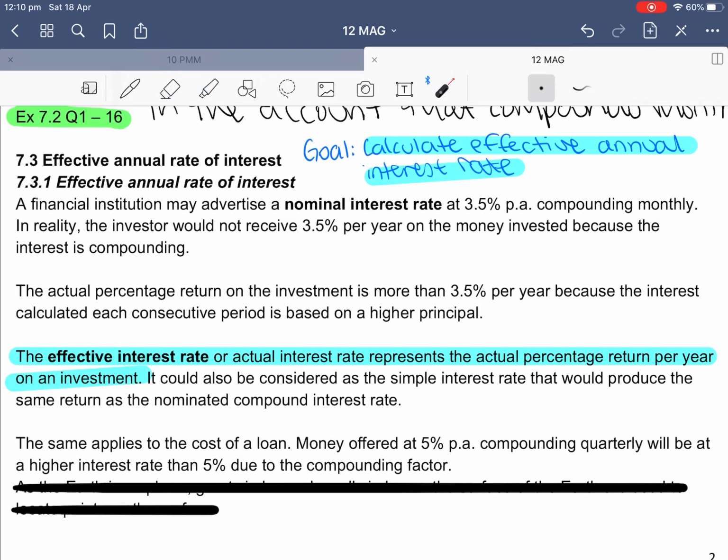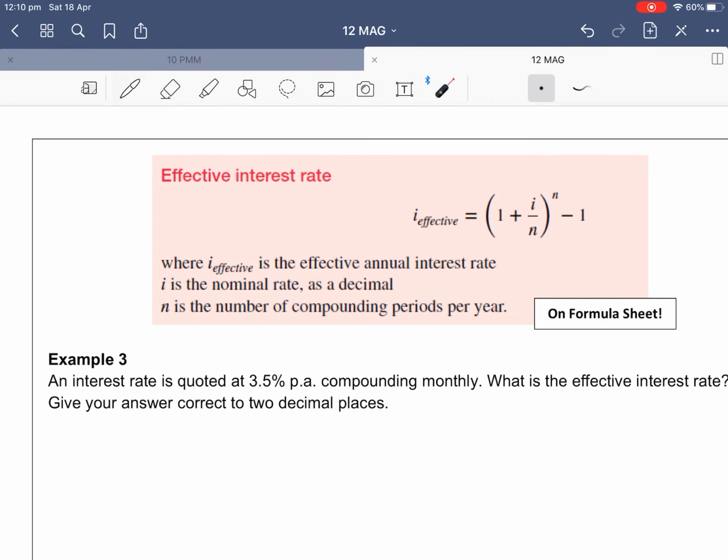Obviously, if we're considering this as an investment, this is also the same for the cost of a loan. So for example, if I take out a loan at 5% per annum compounding quarterly, obviously I'm going to be paying back more than that 5% because for every month I haven't paid off everything, the interest adds to my debt. So it's good if you're saving, bad for a loan. So let's look at how to calculate effective interest rate.